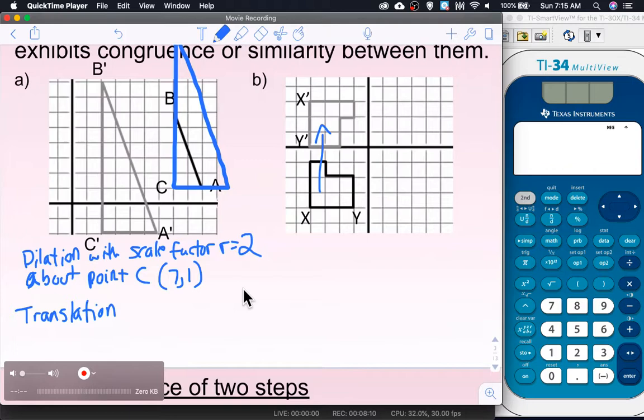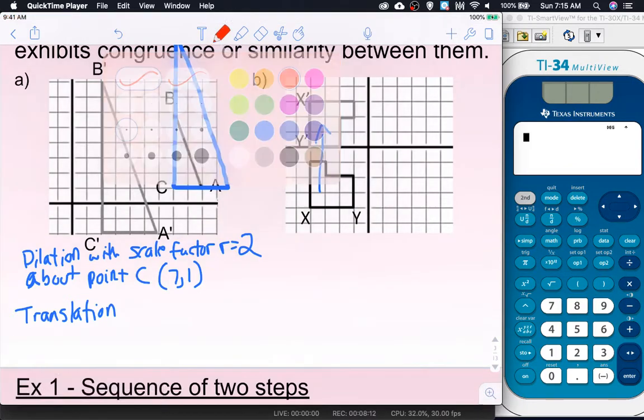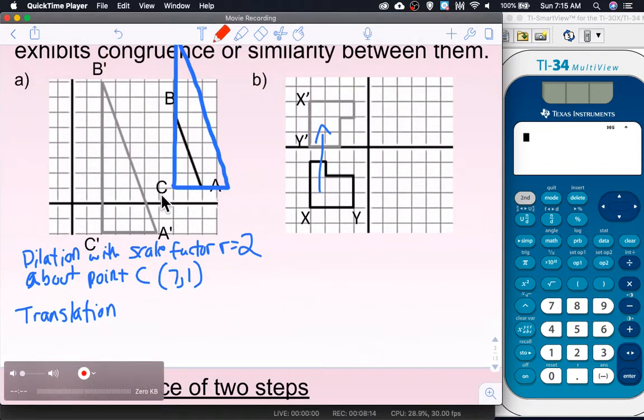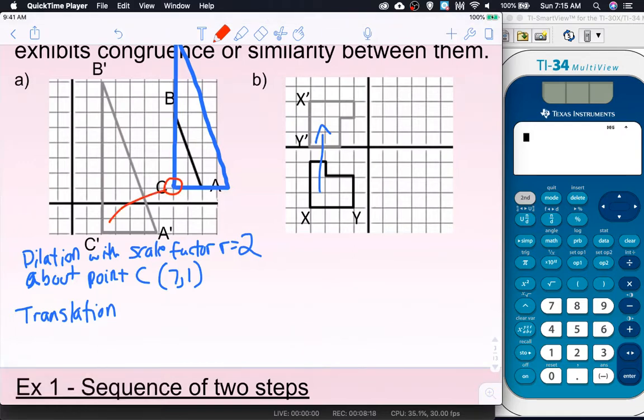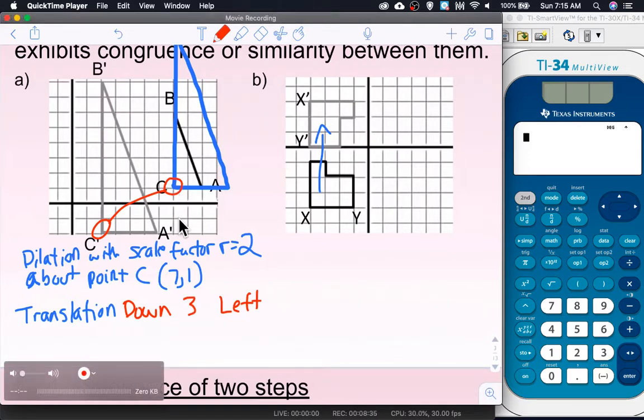Now, translation. Translate how? Well, I'm going to translate this point here down to this point here, C to C. And my translation, I can see, is down and left. Down how much? Looks like it's down 3. 1, 2, 3. And then left 1, 2, 3, 4, 5.